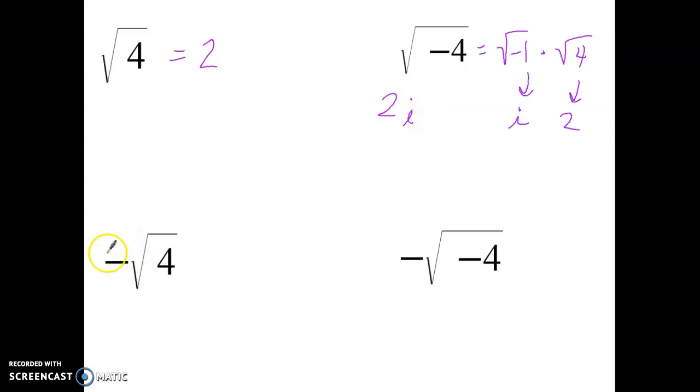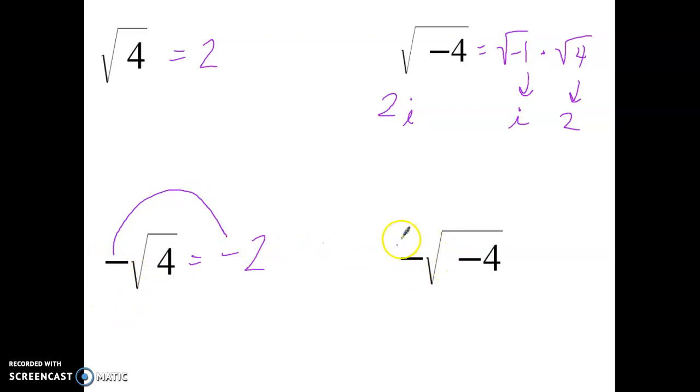Okay, so look at this one down here. The negative now is on the outside. Well, that doesn't have anything to do with i. That negative on the outside just tells me that my final answer should be negative. I know the square root of 4 is 2. So the negative square root of 4 is -2. That negative that's on the outside just comes over as part of the final answer.